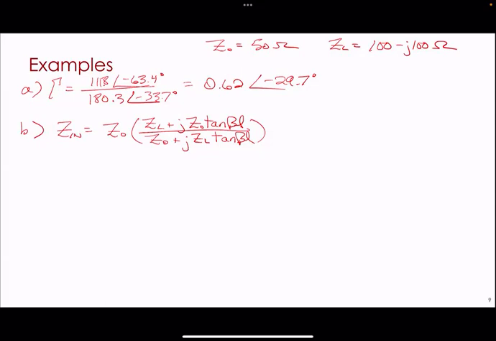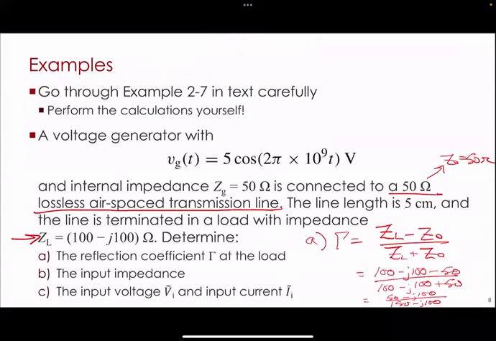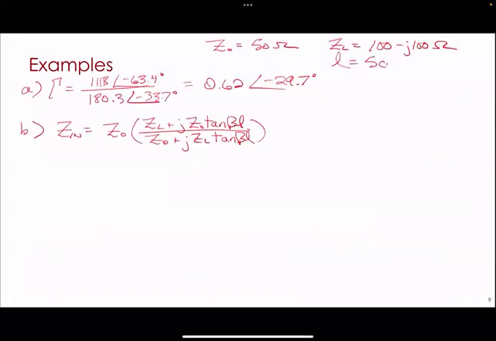So L, what would L be? 5 centimeters. This is an example where it says find the input impedance, and it just gave you the total length of the line. So the line is only 5 centimeters, about 2 inches. When it says find the input impedance, it's saying find the impedance at the input of the transmission line, which is 5 centimeters from the load. So L equals 5 centimeters, which equals 0.05 meters. Just put everything in meters, don't forget that.